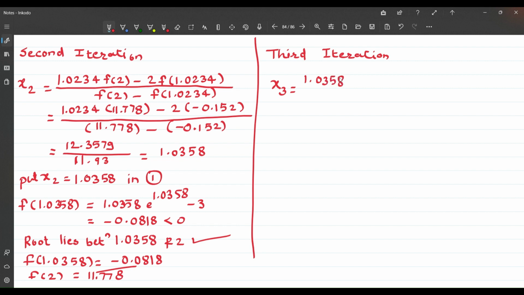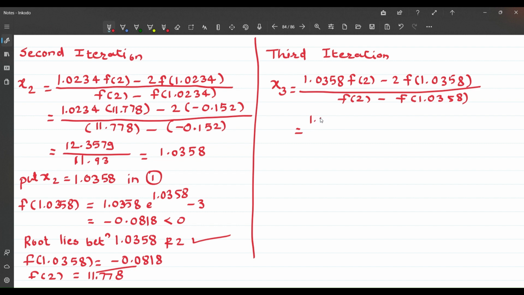1.0358 f of 2 minus 2 f of 1.0358, divided by, this function value is the same as it is, f of 2 minus f of 1.0358. I will put these values: 1.0358 into f of 2, it's 11.778.